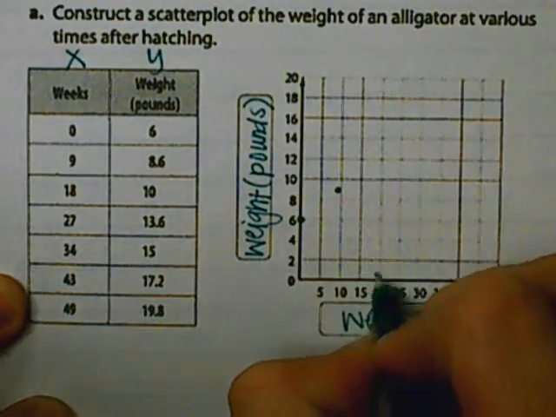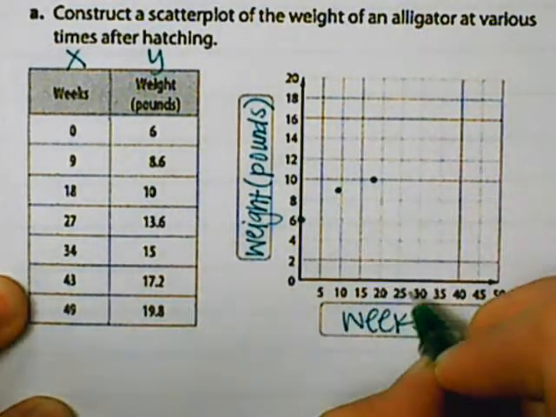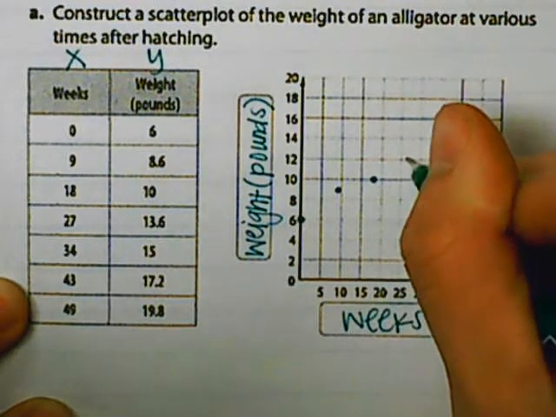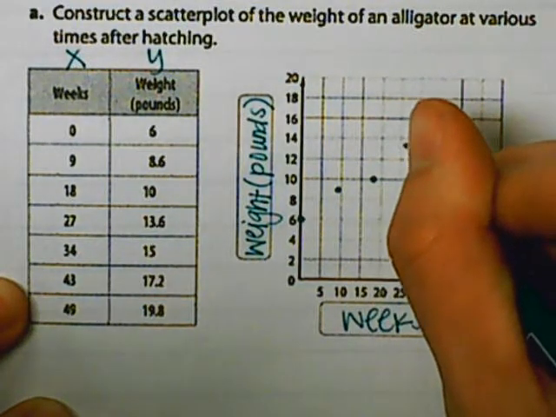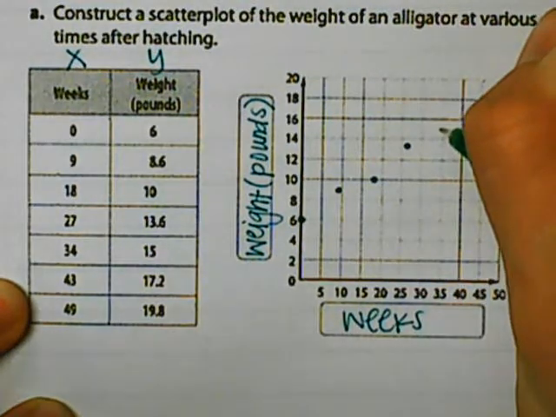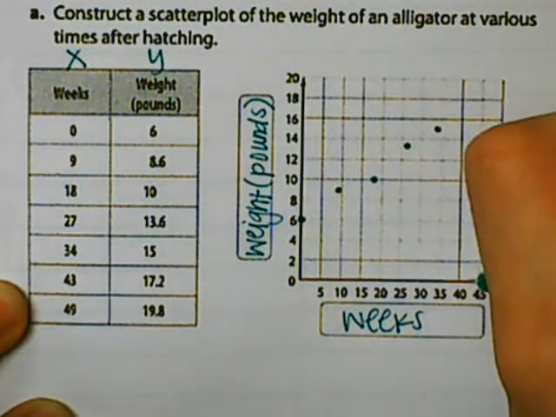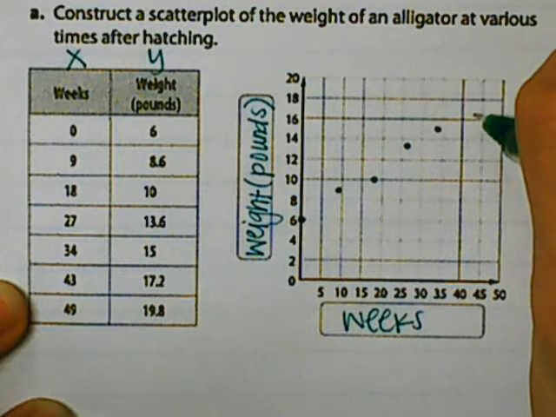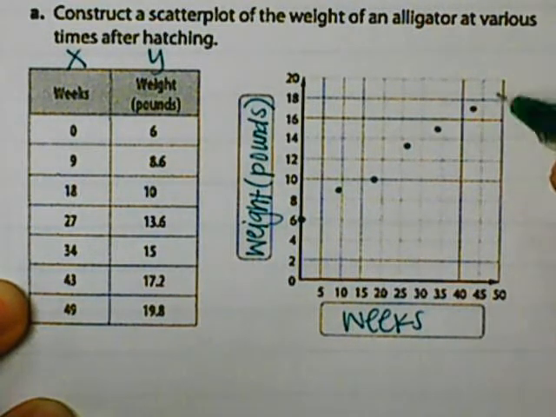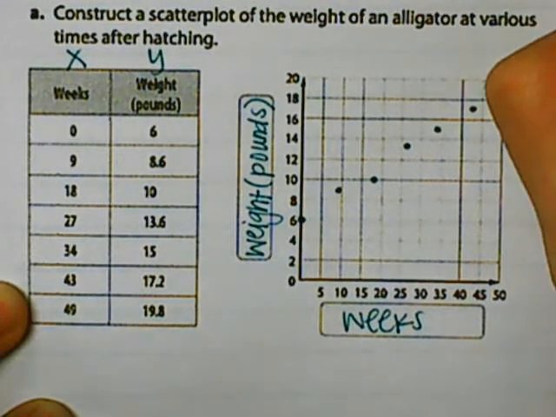The next is (18, 10), (27, 13.6), (34, 15), (43, 17.2), (49, 19.8).